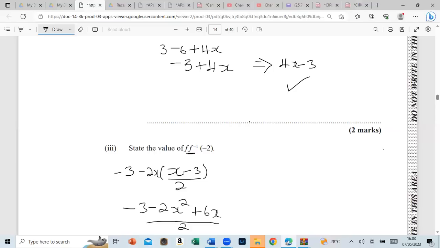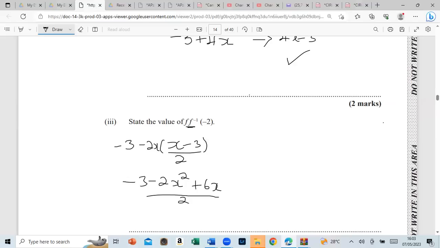So now they want us to plug in negative 2. Now we could simplify this first. So we could do it this way: minus 2x squared plus 6x minus 3 all over 2. And they ask us now to plug in negative 2, so now we could do that. And we'll see x, so let's put negative 2.